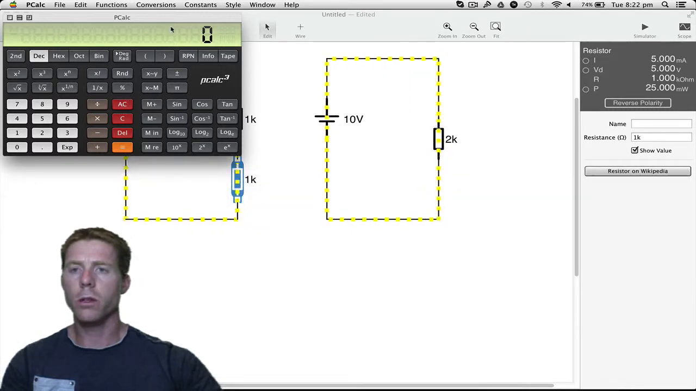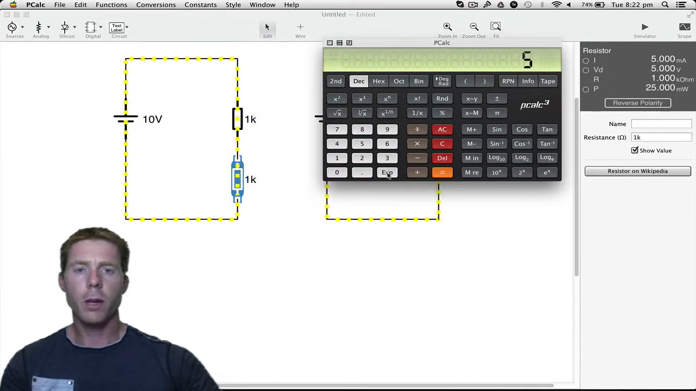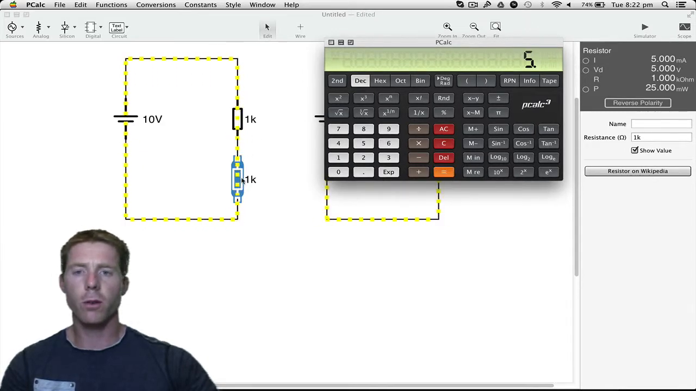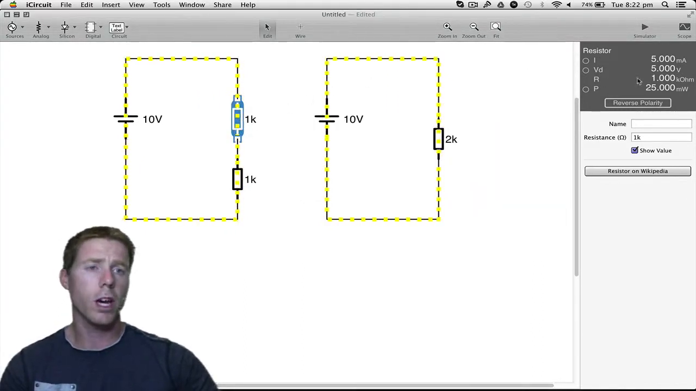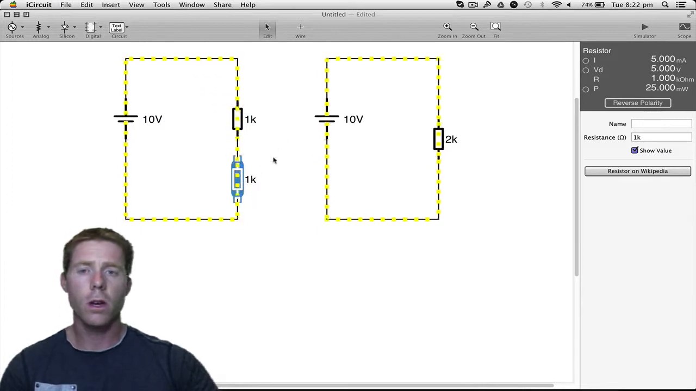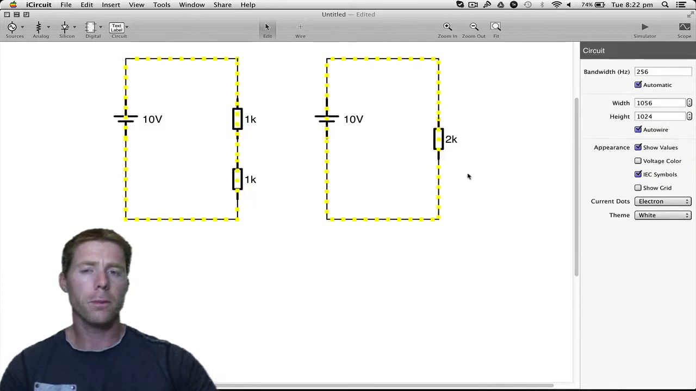Yes, the calculator is what I want. 5 milliamps, 5 exponential negative 3. That's the current going through it, multiplied by a 1K ohm resistor. We should have 5 volts across there. Same for this one. 5 milliamps, 1K should be 5 volts. Do we have that? Yes, we've got 5 here, and we've got 5 over here.